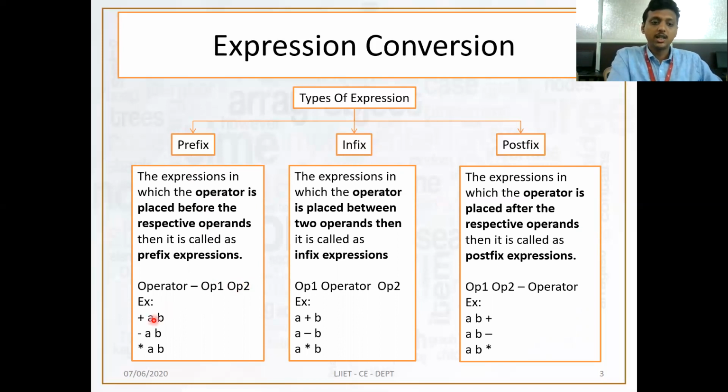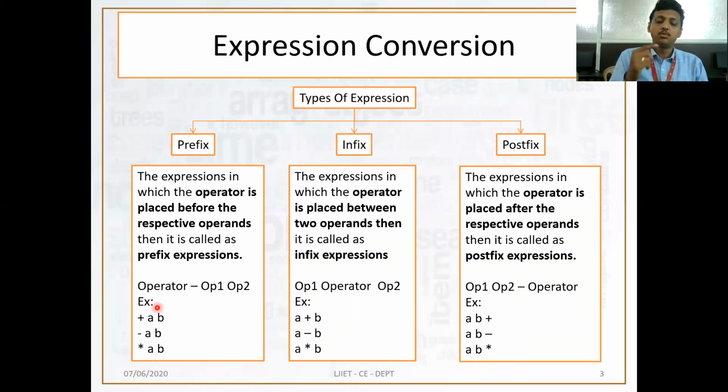It's like plus AB, minus AB, star AB. Here, A plus B: take this plus before A, then it becomes plus AB. This is known as a prefix expression. If it's A minus B, then we call it minus AB. If it's A star B, then we convert it into star AB.